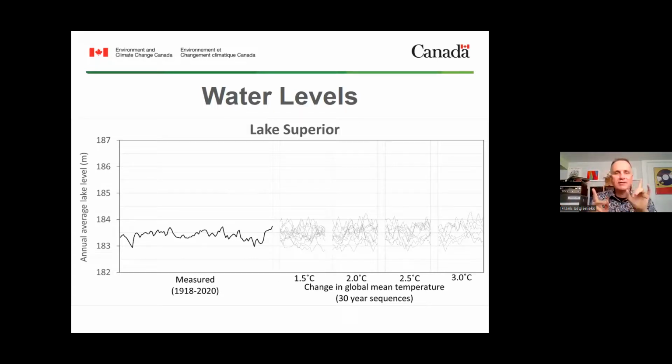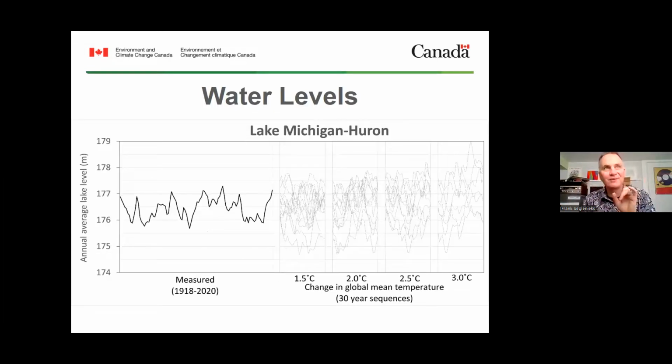And it's not so obvious on Lake Superior, so I'll do it where it's more obvious on Lake Huron. What you can see on Lake Huron is that even under 1.5, the highs and the lows, we see more of these extremes. And then as you go up higher and higher in global mean temperature, you see even more and more of these extremes, which I think is just a really good way to say, hey, this is why it's important to keep that change in global mean temperature less than 2 degrees, less than 1.5 degrees, because we'll see less of these extremes.